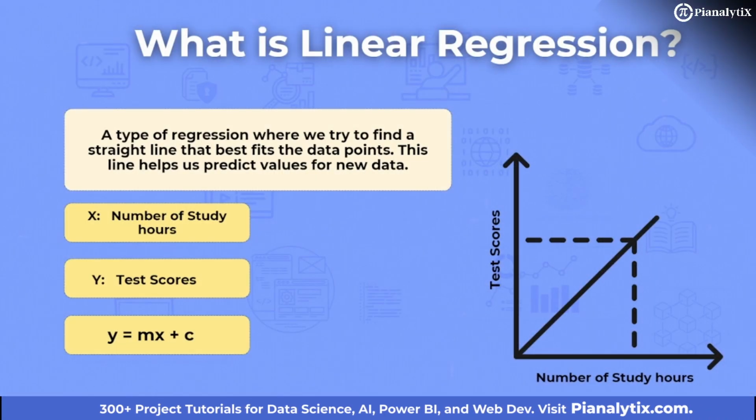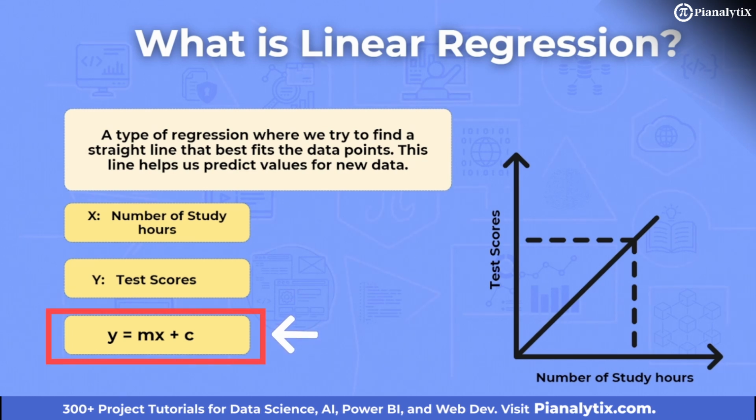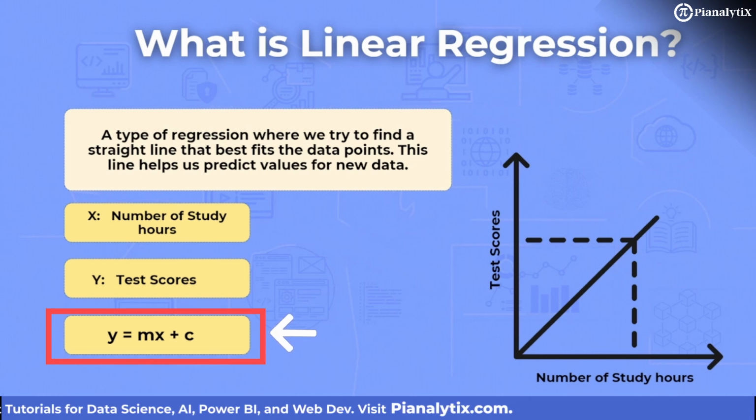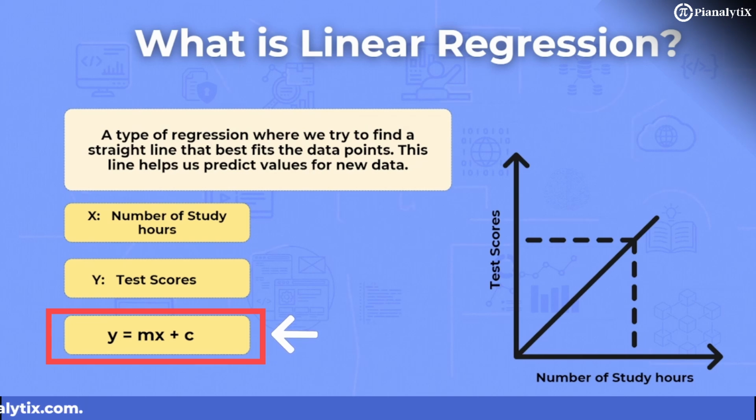The goal is to model the relationship between the independent variable, let's say study hours in our example, and the dependent variable, that is test scores, using the equation of a line which is y = mx + c, where y is the test scores, x is the number of study hours, m is the slope, how much y changes for every change in x, and c is the intercept where the line crosses the y-axis.